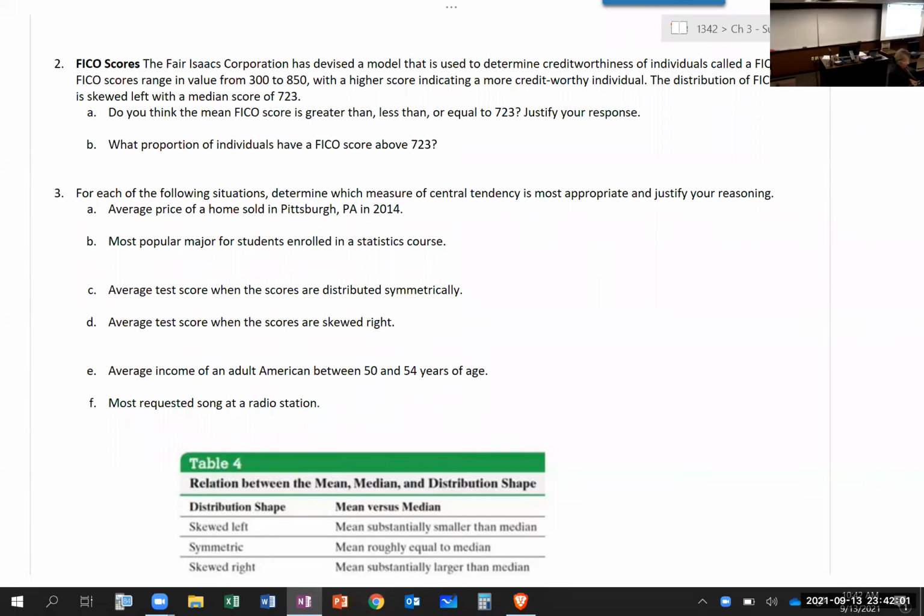The next one says the most popular major for students enrolled in a statistics course. Which one would we use there? What was the key word in that? Oh, all right. Average test score when the scores are distributed symmetrically. The mean. Why? Because it says they were distributed symmetrically, right? So it would already be symmetric, and then the mean is the thing we would look at. How about the average test scores when they're skewed right? The median, right? Because again, the median is not influenced.